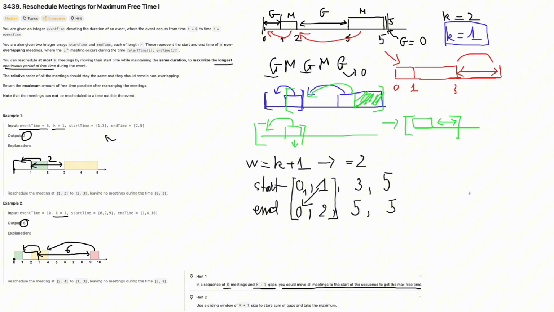I will change the color to make it easy to follow. This one is 1, right? The starting point of the next one minus the end of the previous one. So this is k equal to 1, so we consider the window of 2. Next we move the window here, right? So for now, what is the result?